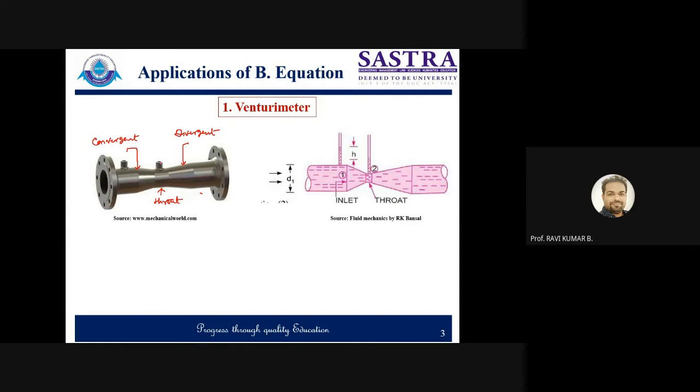Our main purpose is to find the mass flow rate. For that, we need to know the velocity at inlet and the velocity at outlet. By putting in the equilibrium equation, we can find the mass flow rate coming out through the divergent section. So how to proceed? We have considered two sections: this is the first tap, and this is the second tap. Exactly at the tap location, this is the first section, and the second section is exactly at the throat location.